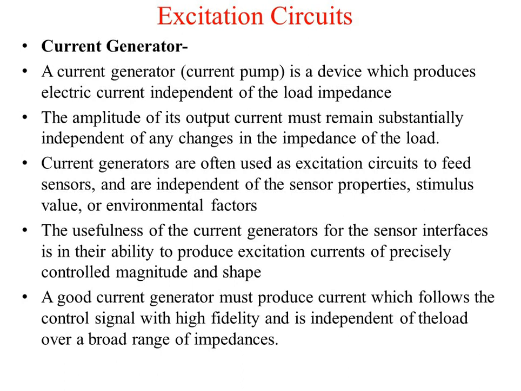A good current generator must produce a current which follows a control signal with high fidelity and is independent of the load over a broad range of impedances. Whatever your impedance is, from low to high, even though your load is changing, your output should remain constant, your load current should remain constant. That is what is expected from a good current generator.